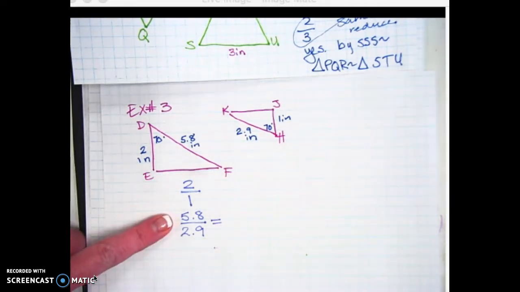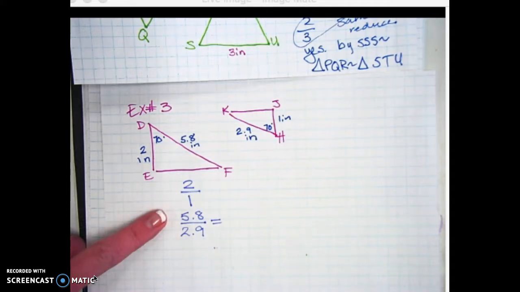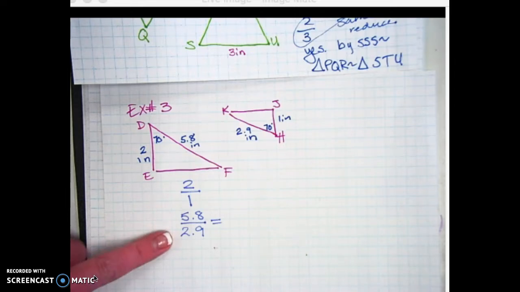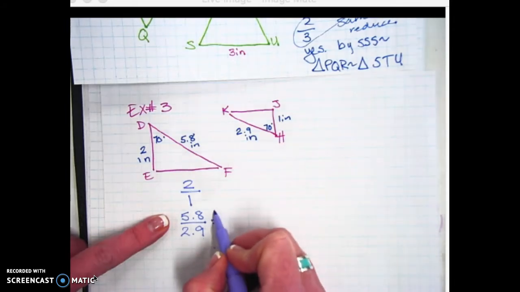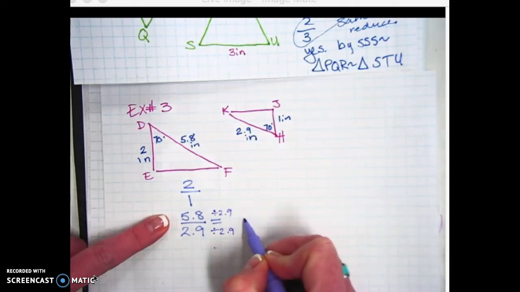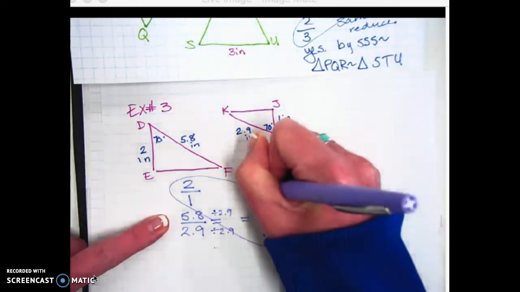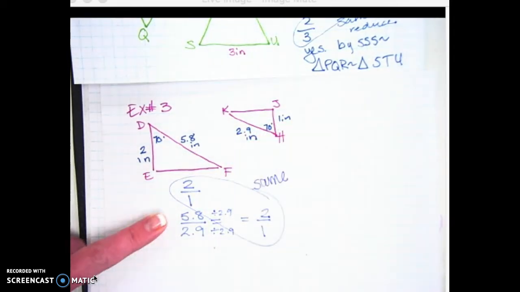So we want to see if we can reduce 5.8 to 2.9. How could you check that? Because they're decimals, right? What could you do? Divide them both by? Try dividing by the smaller one. What's 5.8 divided by 2.9? 2, which means that if we divide by 2.9 and we divide by 2.9, we get 2/1. Notice that these ratios are obviously the same, okay?